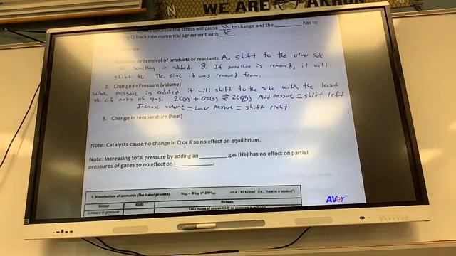Yes? Will it shift at like the proportional rate? Yes. So if you double the amount of pressure, then the rate will double. Yeah, just like our graphs that we did. Yeah, you got it. The last one, and this is the one that has the most writing, is a change in temperature.